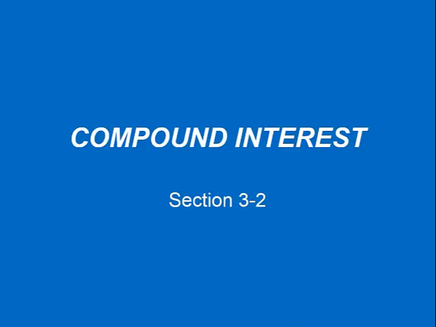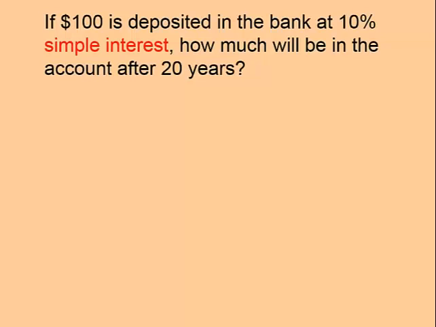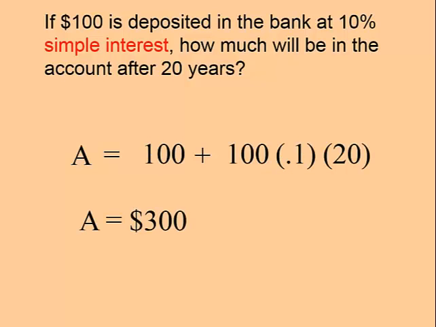I'll start section 2 by showing you what compound interest is about. So, like in the last section, if we deposit $100 at 10% simple interest, and we wanted to figure out how much we would have in 20 years, the simple interest formula, A equals P plus PRT, gives $300 is what that $100 would grow to in 20 years.